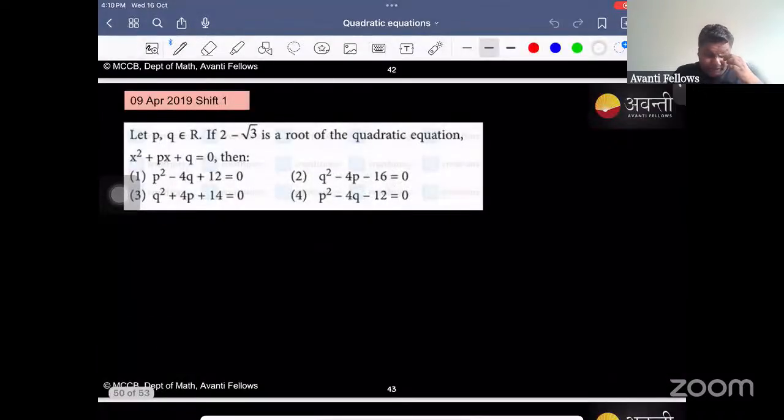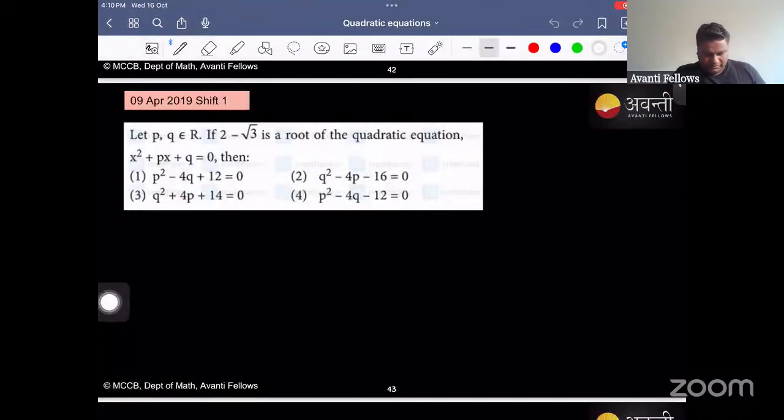So there we go. Let's start with this one. If p, q belong to real numbers and 2 minus root 3 is a root of the quadratic equation x square plus px plus q equal to 0, then which of the following is correct?